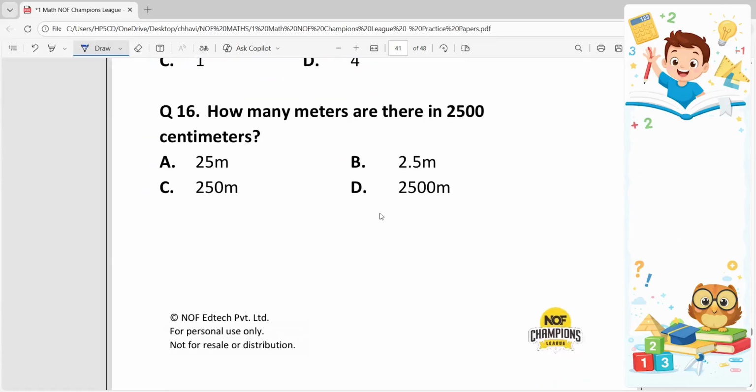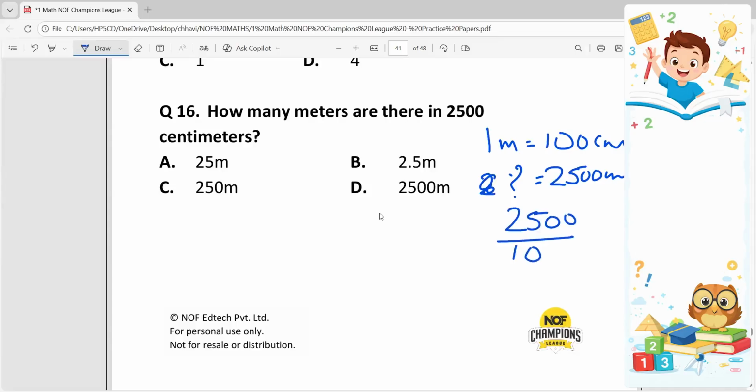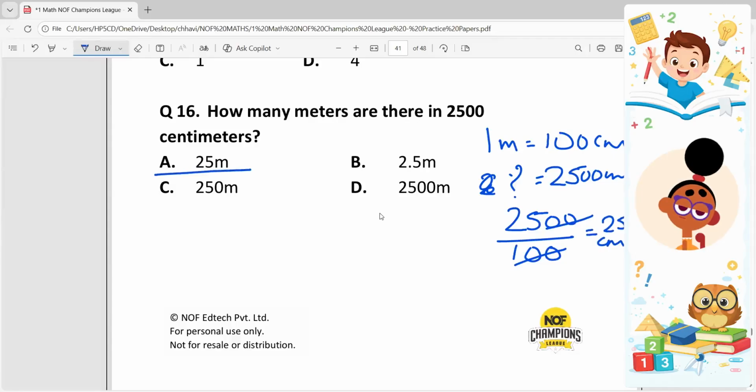Next, how many meters are there in 2500 centimeters? Now we know that 1 meter is equal to 100 centimeters, isn't it? So what we'll do, here I will write 2500 centimeters. How many meters will come? So it will be 2500 divided by 100. This 0 and this 0 cancelled, so it is 25 meters. So this is option A, the correct one.